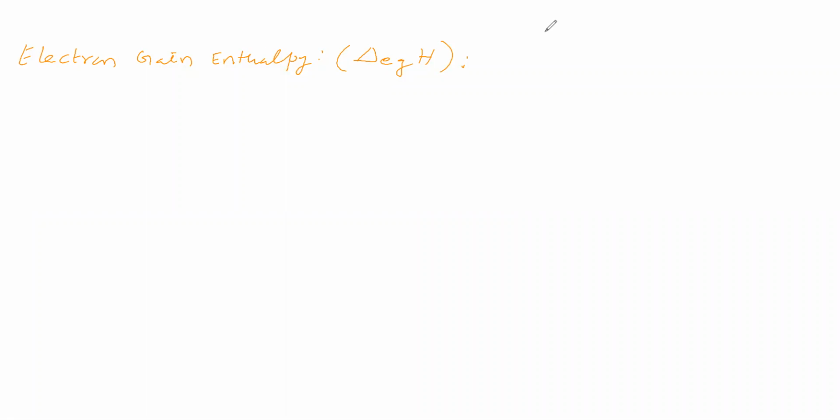Let us continue electron gain enthalpy. What is electron gain enthalpy? We have to take an isolated gaseous atom. This isolated gaseous atom takes an electron and becomes an anion. What is the energy involved? That is called electron gain enthalpy. The amount of energy involved is called electron gain enthalpy, we can say.